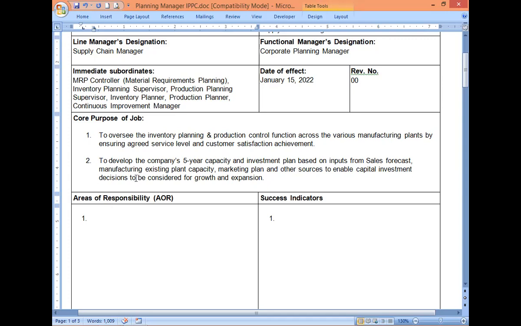Okay. So let's start writing our AOR. This is pretty straightforward. We know already the responsibility of planning. Of course, it's all about planning. So it's just a matter of inventory, production, then service level agreement, SLA. So let's start with inventory. Then we'll just merge inventory and production planning because they're all the planning manager's responsibility.